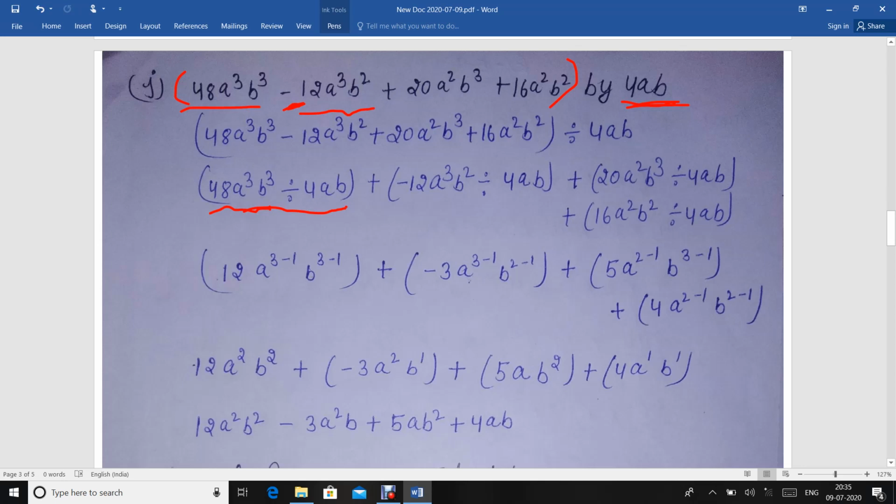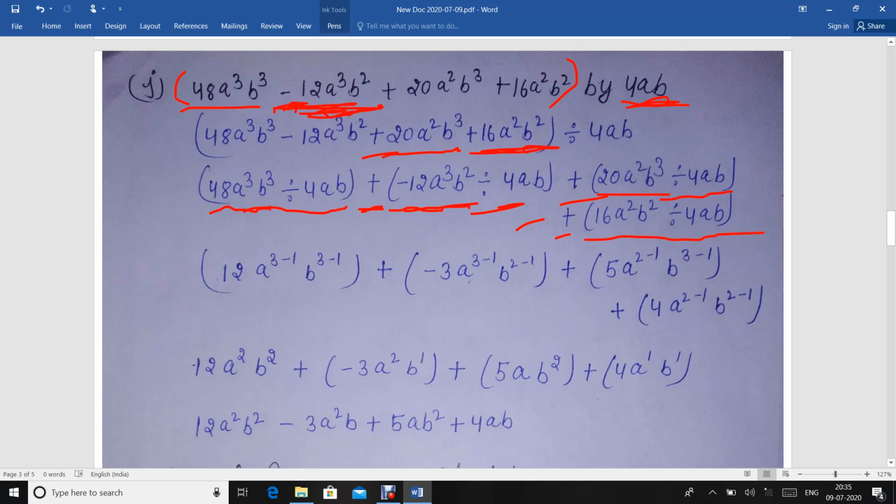So you will put this term within the brackets with the negative sign. So after the bracket you can put positive sign, and within the brackets you need to write 12a cube b square with the negative sign. So here is minus 12a cube b square divided by 4ab. Similarly plus within the brackets 20a square b cube divided by 4ab. The next term is 16a square b square. So plus within the bracket 16a square b square divided by 4ab.